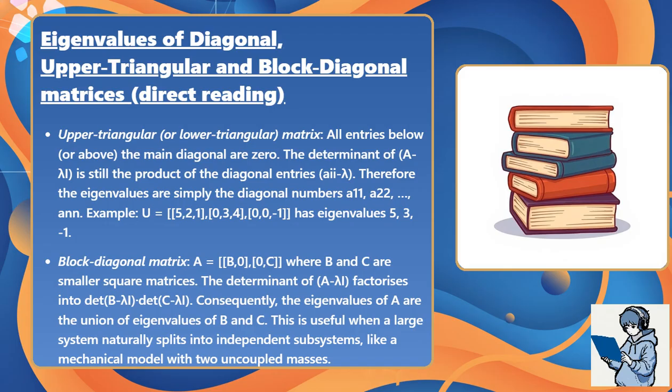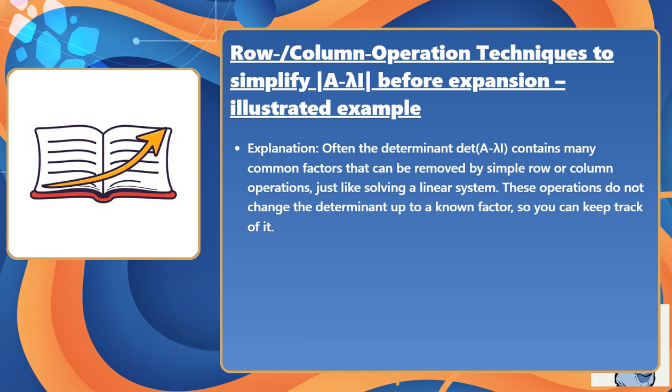Often the determinant of A minus lambda I contains many common factors that can be removed by simple row or column operations, just like solving a linear system. These operations do not change the determinant up to a known factor, so you can keep track of it.